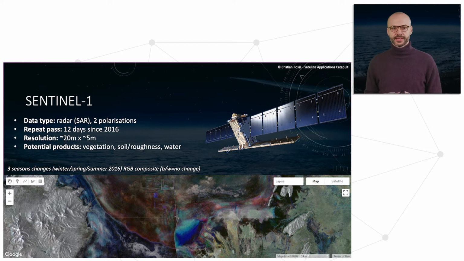If we move to SAR data, Sentinel-1 is a radar mission with 2 polarizations. Repeat pass is 12 days since 2016, and the resolution is, that's not a square, let's say, pixel, so on average it is 10 meters, but in reality it is about 20 meters by about 5 meters. Potential products are all the products that I explained in the previous application deck.